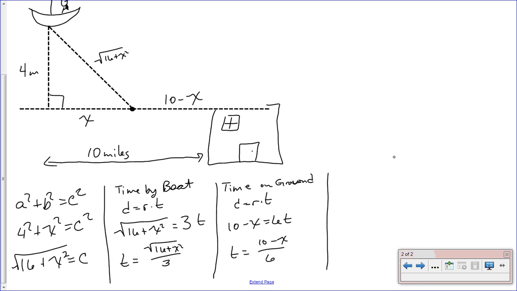Now, for our overall time, we're going to have to add these two together. So our total time is going to be the square root of 16 plus x squared over 3, plus 10 minus x over 6.